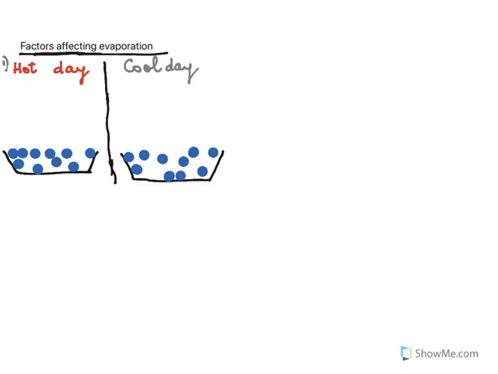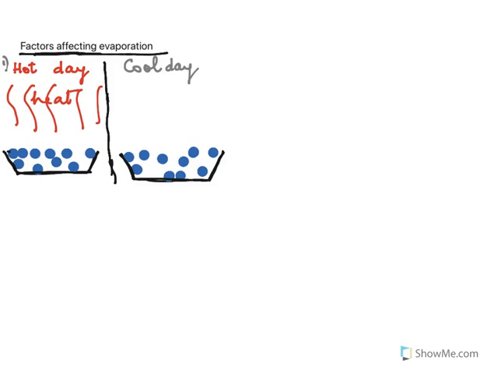Now we'll go to the factors affecting evaporation. Here we have two bowls of water. There's one bowl of water here on a hot day, and there's another bowl of water here on a cool day. Now on a hot day, there is a large amount of heat around. It's hot, so the amount of heat is large in the surrounding.